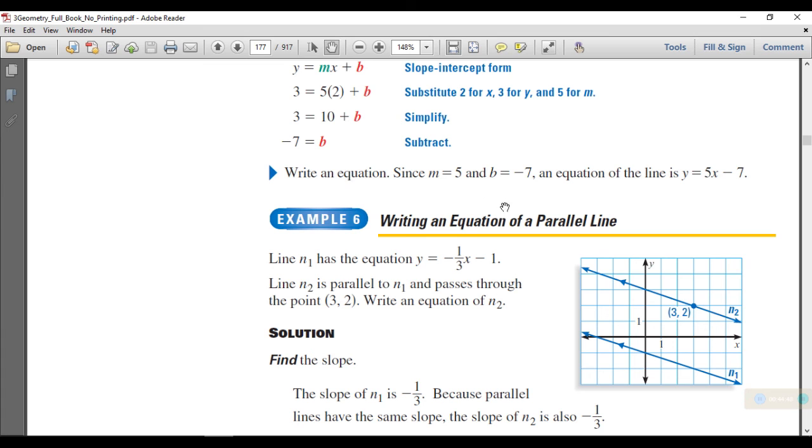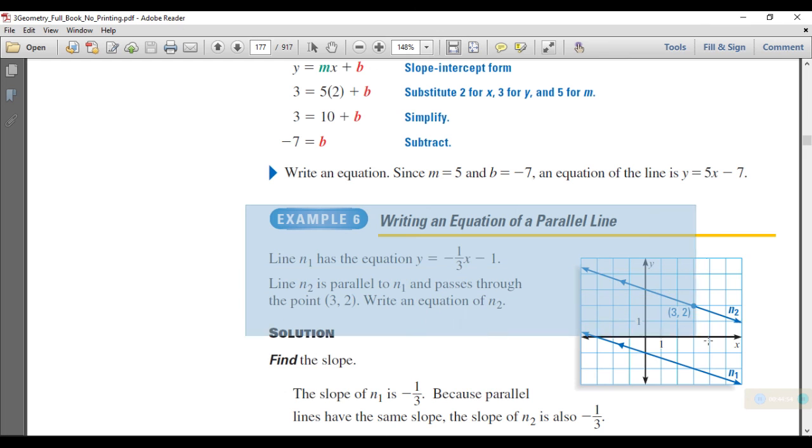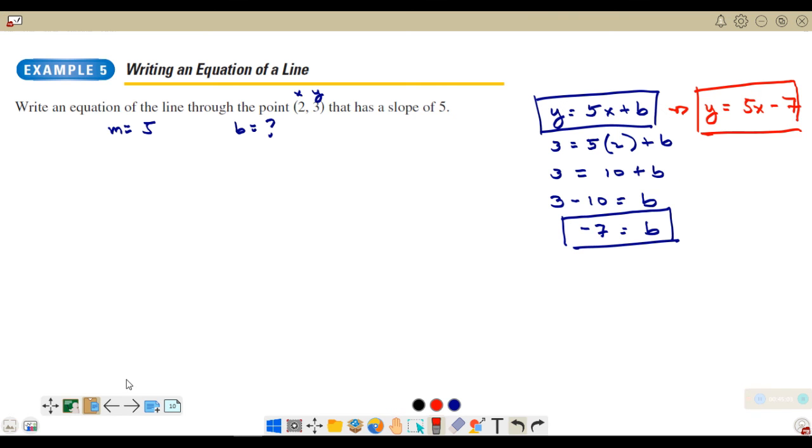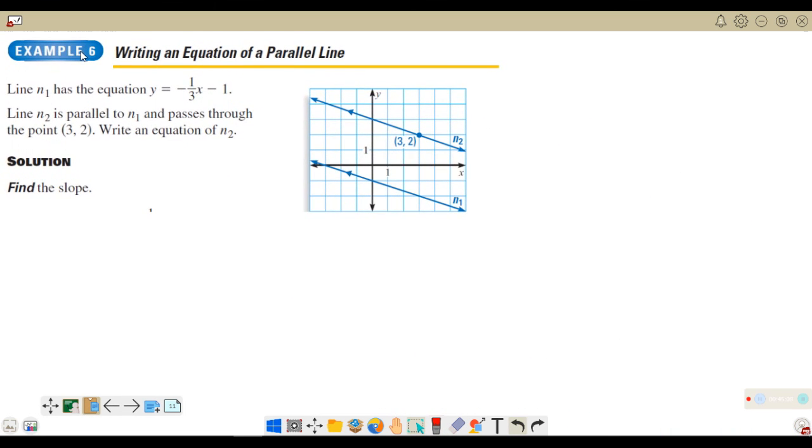Okay, writing an equation of a parallel line. Sige, copy natin to. Given n sub 1 has the equation y is equal to negative 1/3 x minus 1. Line n sub 2 is parallel to n sub 1 and passes through the point 3, 2. Write an equation of n sub 2.